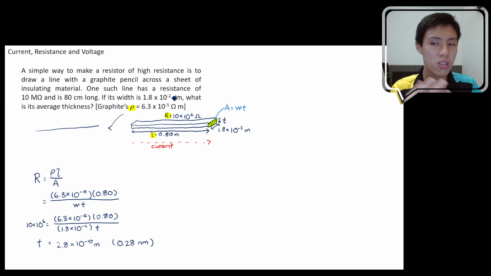What I want to highlight in this question is that most of the time when we're doing questions involving resistance, the object that we usually study is cylindrical in shape, so the cross-sectional area is usually a circle. Okay, but now I'm showing you that the cross-sectional area can actually be a rectangle as well. It can be any shape. You just need to know how to determine the cross-sectional area correctly. Okay, so that's it for this question. Thank you very much.